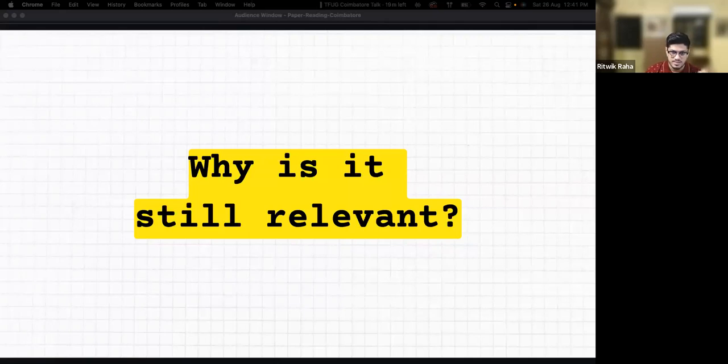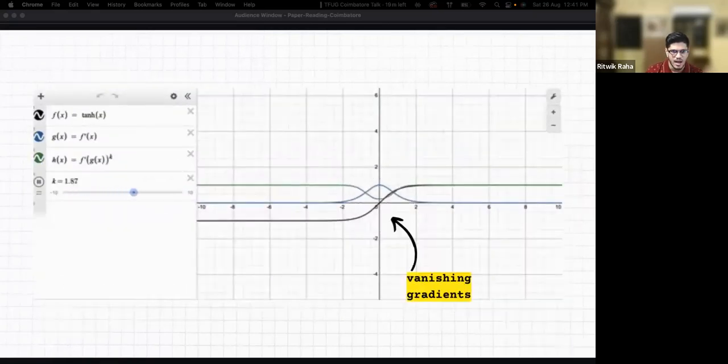Because at the pace at which machine learning is progressing, there is new research coming out every day. So why are ResNets still here? I want you to look closely at the Desmos graph created on the screen. So f(x) is a black line on the screen, which is tanh of x. And you would know this if you have gone through any deep learning books or courses. One of the activation functions that is famously used is tanh.